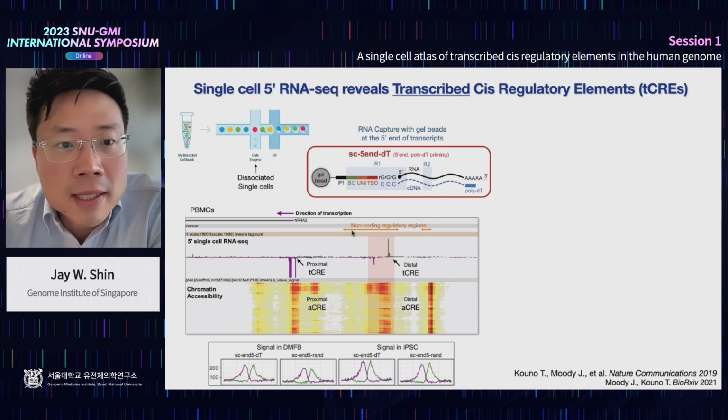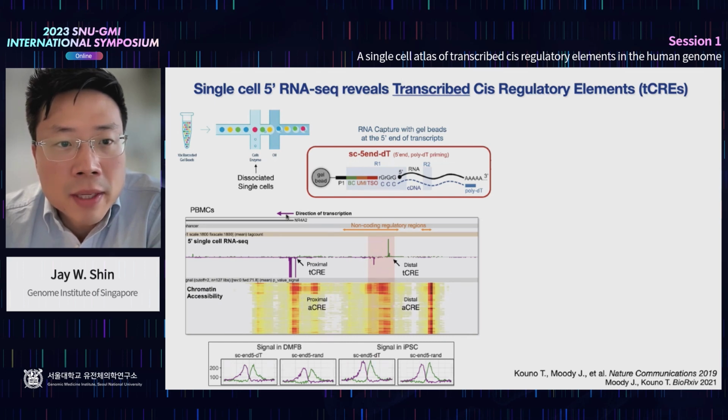So here's a classical example of what we get when we profile PBMCs. Here in purple, you have this anti-sense direction of the NR4A2 gene going right to left, and you have a very strong proximal transcribed cis regulatory element. And these are overlapping nicely with the chromatin accessibility.